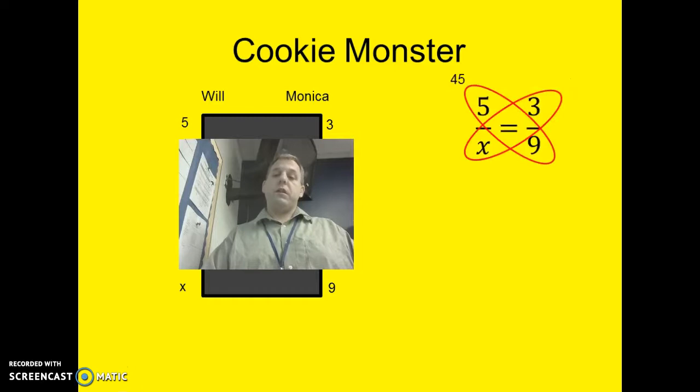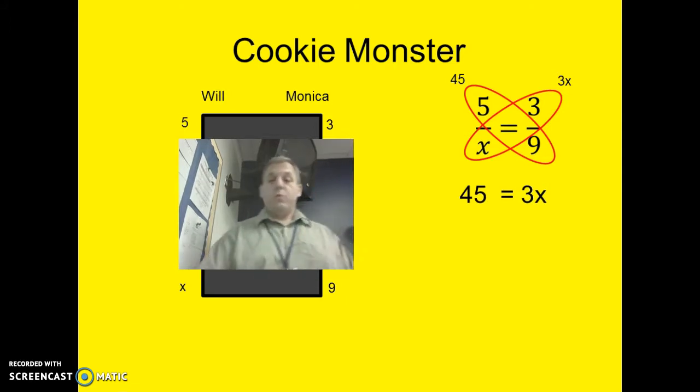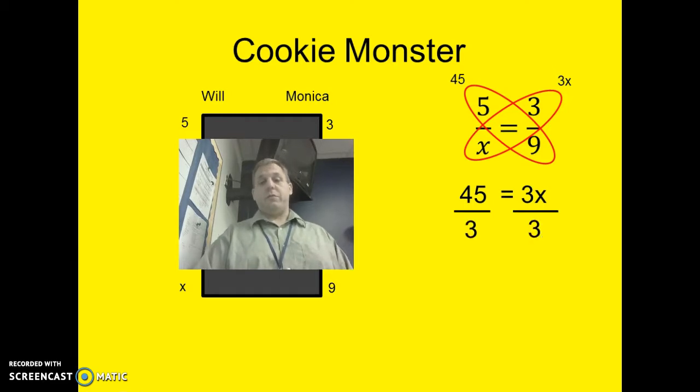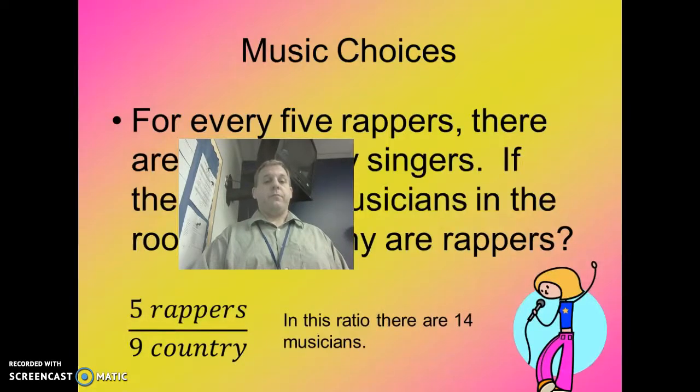I'm going to cross multiply and get 45 equals 3x. I'm going to bring down my cross products and my equal sign to make a one-step equation, which we can all solve. We divide both sides by 3 and we get x is 15. If Monica eats 9 cookies, Will should eat 15 cookies.